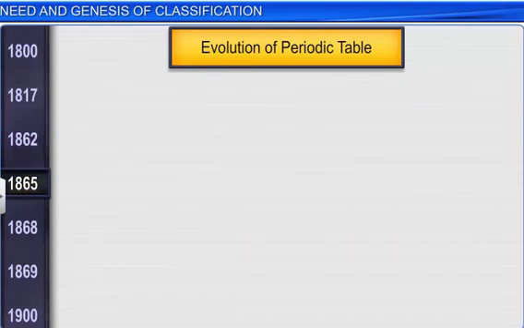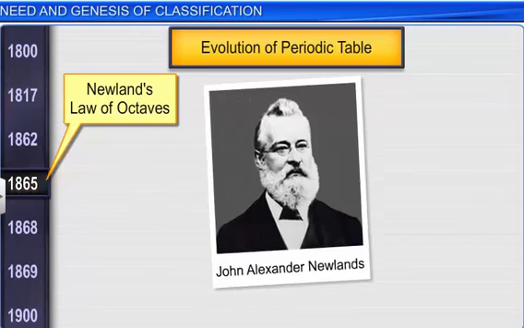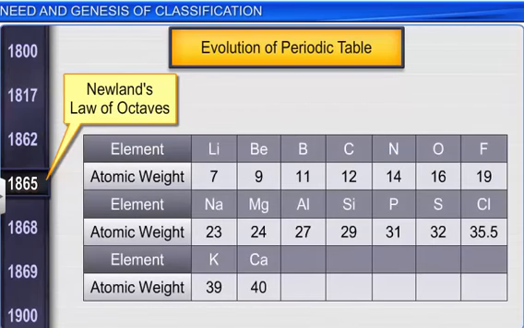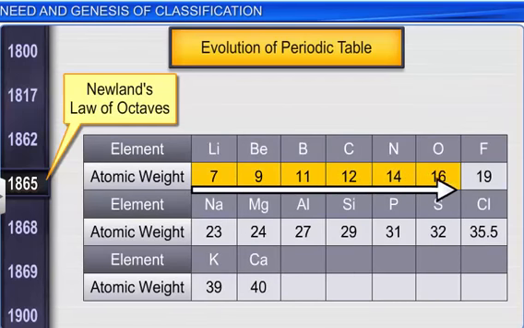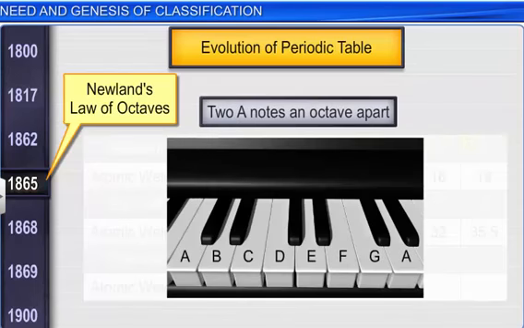In 1865, an English chemist, John Alexander Newlands, propounded the law of octaves. According to the law of octaves, when elements are arranged in the increasing order of their atomic weights, the properties of every eighth element are similar to that of the first element. This trend resembled the octaves in music, wherein every eighth note is similar to the first note. Hence, the name law of octaves.